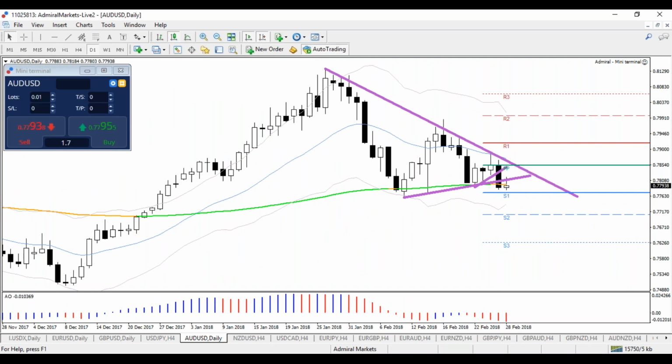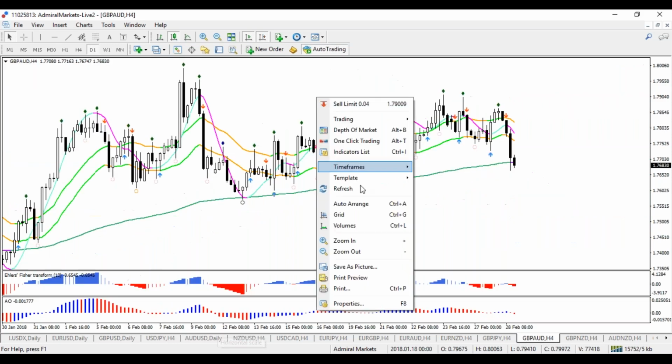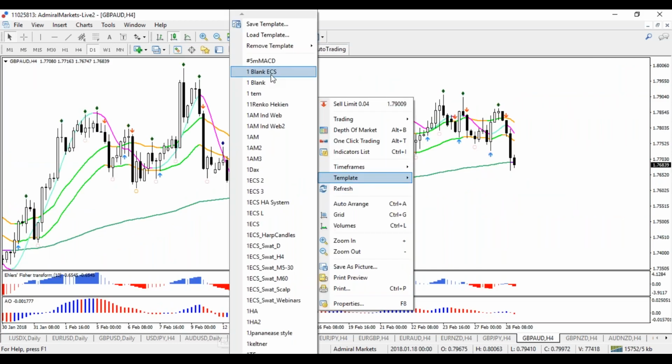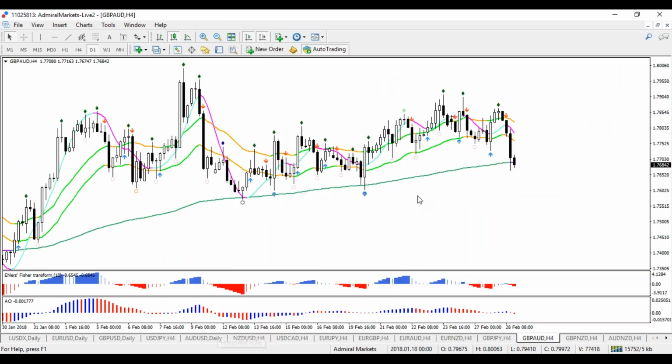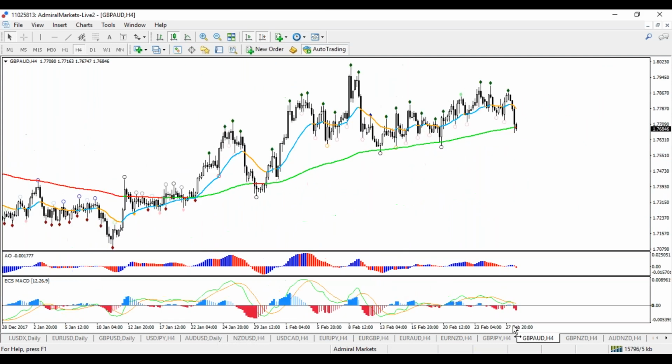Might be good to take a look at pound out and euro out to see which one is stronger. We know that pound dollar is looking better on the downside than euro dollar. So let's see pound out, for instance. Let me use a different template here. What could be better? And yeah, pound out is moving lower.